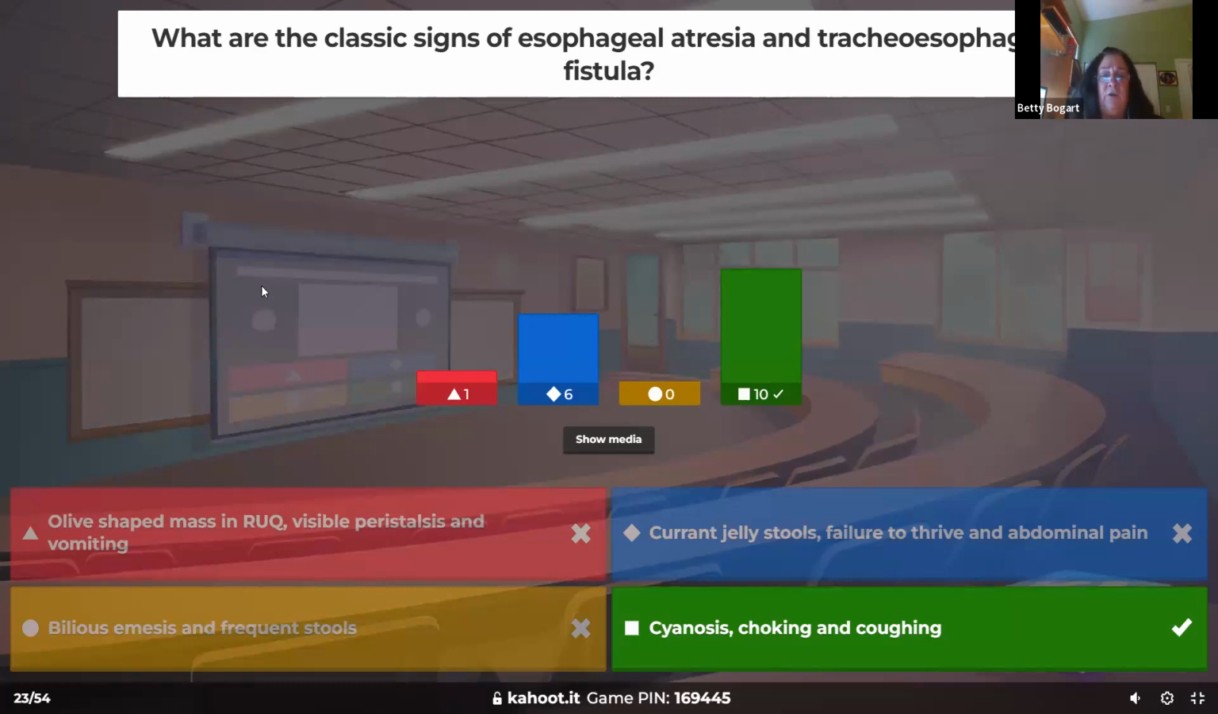Currant jelly stools are intussusception, okay? Olive-shaped mass, pyloric stenosis. These are things you need to remember.